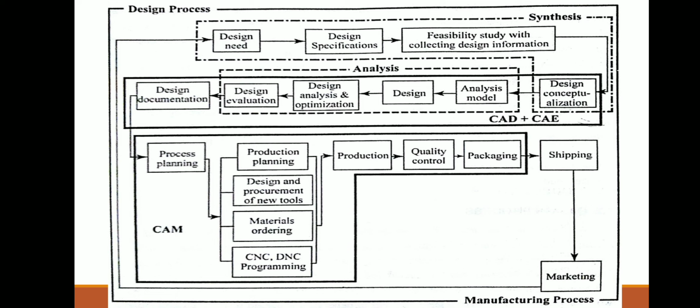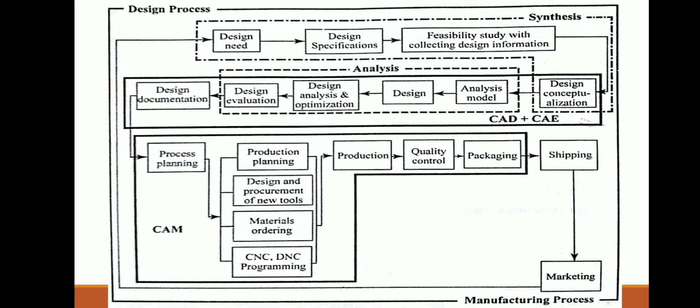Then we go for the design documentation. This stage is called CAD and CAE, that means computer aided design and computer aided engineering. This is the theoretical stage. After that we go for manufacturing, but before manufacturing everything has been decided. Then we go for the manufacturing.